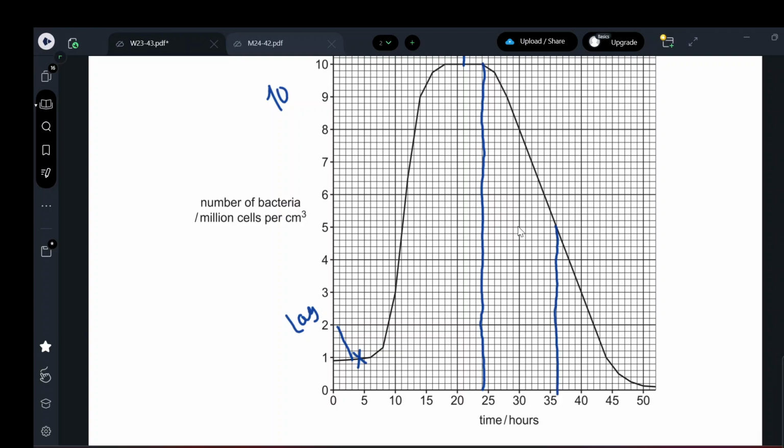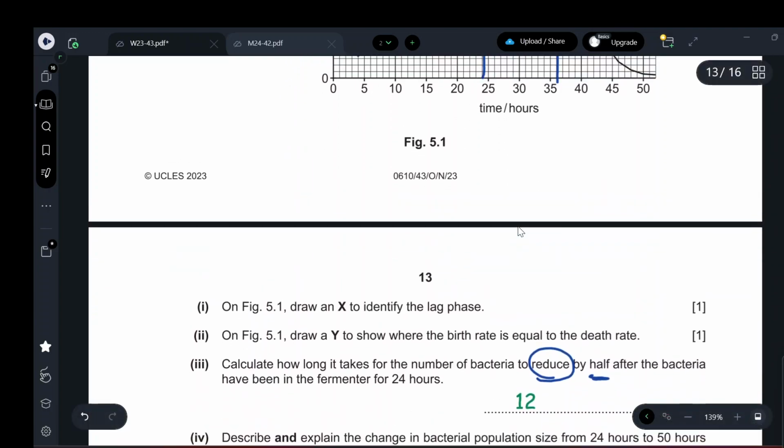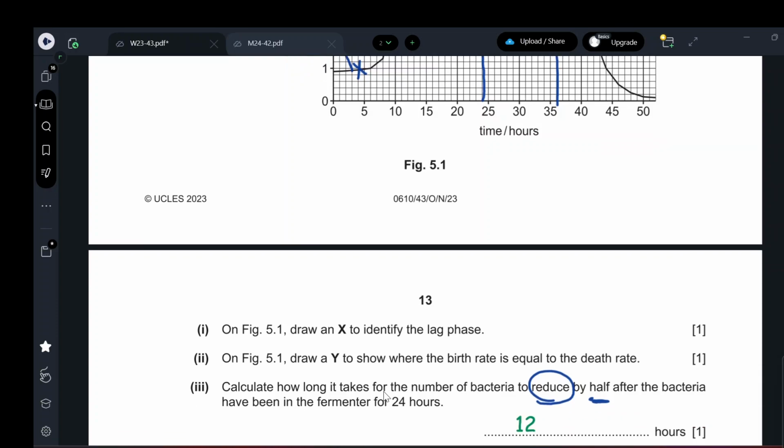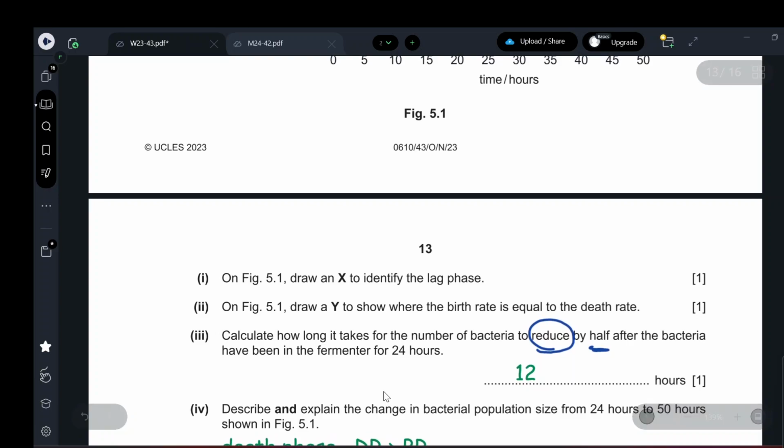It's 36. So what does he want? How long it takes, from 24 to 36? How long did it take? Okay? It will be 12 hours. He needs the difference: how long it took to reduce after 24, 12 hours.